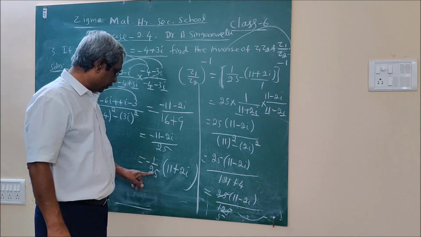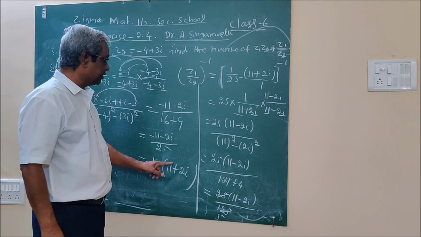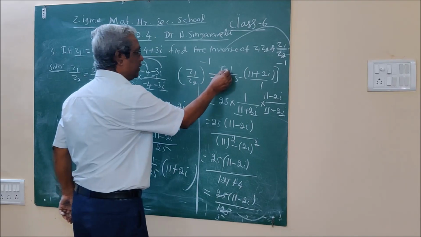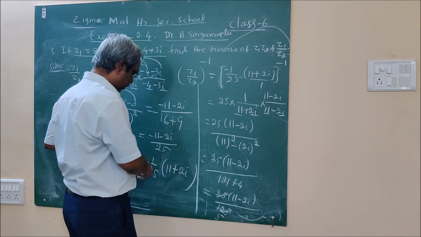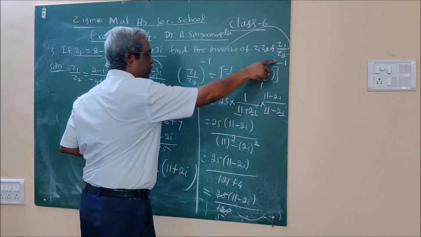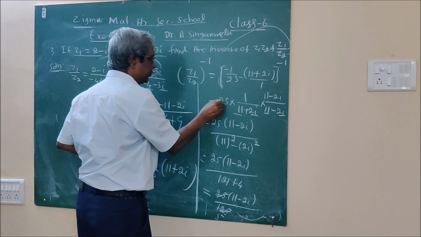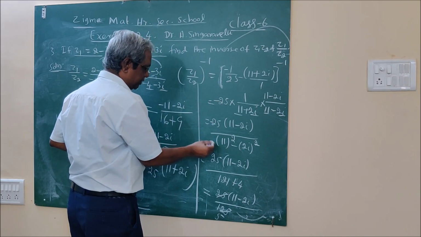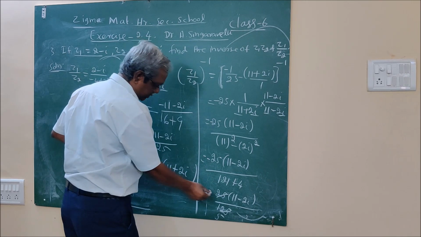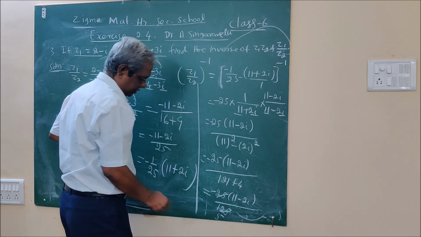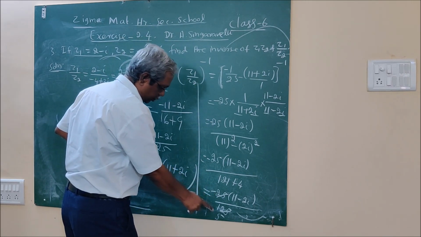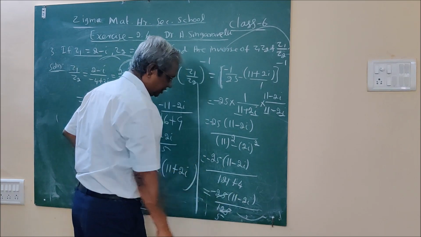Z1 is this. This is minus 1 by 25, sorry, this is minus 1 by 25, 11 plus 2i whole power minus 1. Therefore, it is minus. So the answer is minus 1 by 5 into 11 minus 2i.